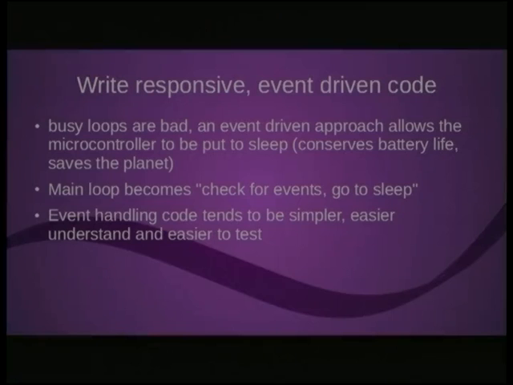So by restructuring your code to be event-driven, which is implemented in MHVlib by hooking various interrupts, it allows you to put the microcontroller to sleep. That lets you save battery life and the planet, if you're powered off mains, I guess. And it makes the main loop very simple. In a lot of the MHVlib tutorials, the main loop is decomposed to the point of: check if there's anything that needs to be done, and go to sleep.